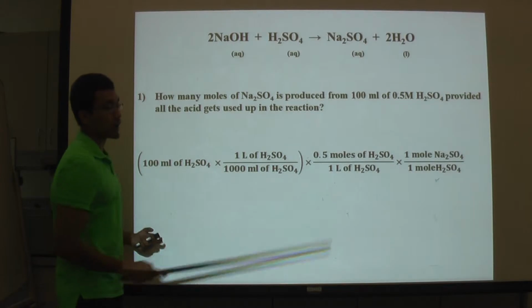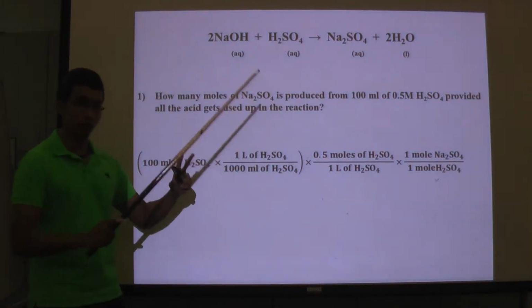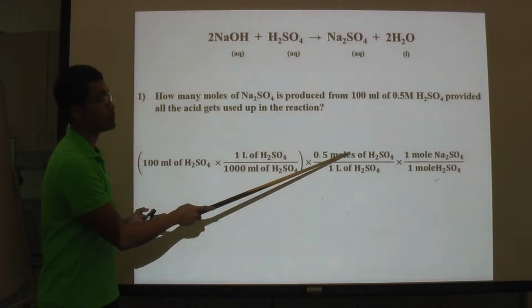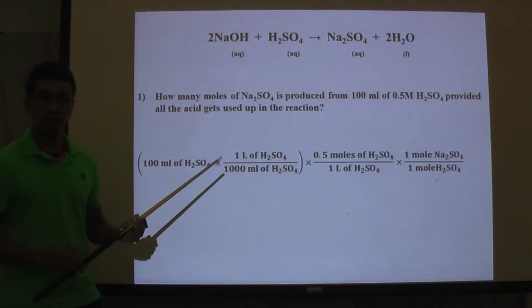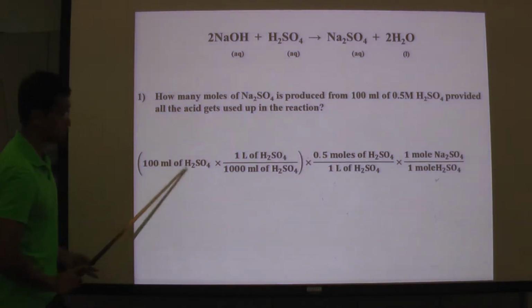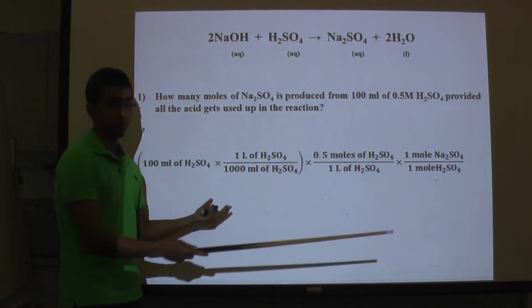Now what does 0.5 molar mean? 0.5 molar means that if we take 1 liter of sulfuric acid, that will contain 0.5 moles of sulfuric acid molecules. So that's why we're going to use this ratio and multiply it with the volume of sulfuric acid that we have to find out the number of moles.